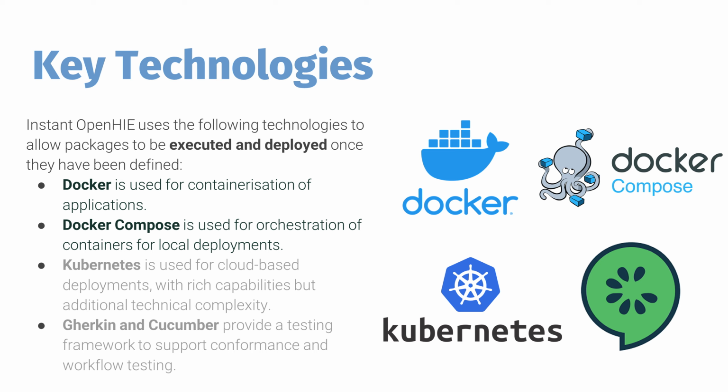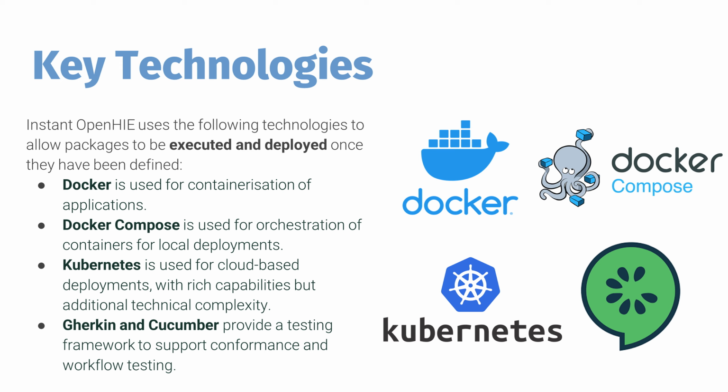Instant OpenHIE supports two strategies for deploying containerized applications to a server or other computer hardware. The first is using Docker Compose, which is a tool for running multi-container Docker applications and allows a number of containers to be easily created and managed locally on a computer or server. The other strategy uses Kubernetes, a system for automating the deployment, scaling, and management of containerized applications that is very powerful but can be more complex to manage. This is best used for cloud-based setups and requires basic experience with managing a Kubernetes cluster.